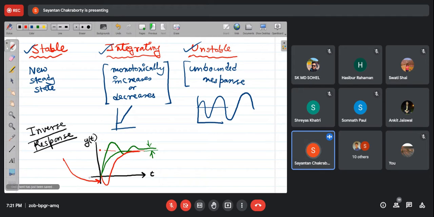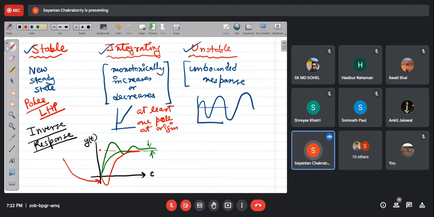Suppose for a stable process or stable system, all the poles will be in the left half plane. Then only you will get a stable response like the green ones. Depending upon the location, the nature of the response will change. In an integrating process, there will be at least one pole at the origin of the S plane. Then you get an integrating response like this. If there is more than one pole at the origin, then this straight line may not be followed. It may become a parabolic one. But if at least one is there, it will be like a ramp signal.